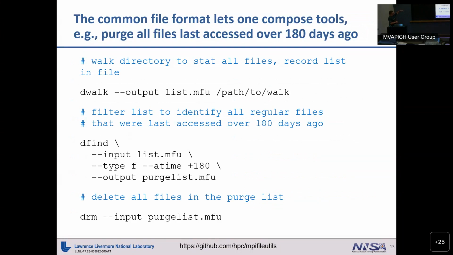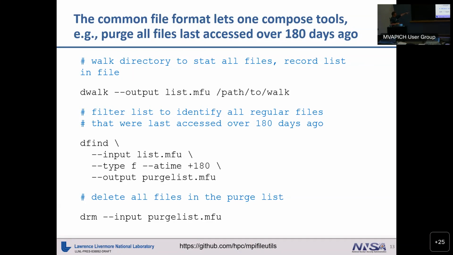And so you can use these tools, you can string them together to comprise a bigger operation, right? So rather than having to write a new tool, you can use them in combination like this, often using the input and output options. As an example, imagine what you would like to do is identify all of the files on your file system whose access time is 180 days or more, and then you'd like to delete them. So it's kind of like a purge tool. You want to find any files on your file system that people haven't touched in 180 days and delete them.